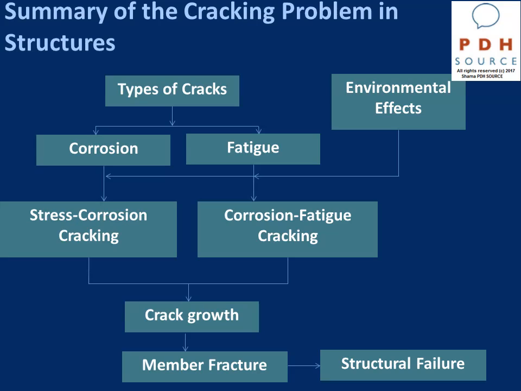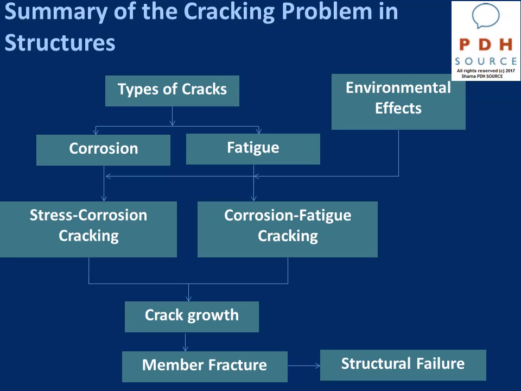Let me start first with a summary of the cracking problem in structures. Cracks can be due to corrosion or fatigue. Corrosion is the gradual destruction of materials by chemical or electrochemical reactions with their environment. Fatigue cracks are basically small flaws existing in metal due to imperfections in fabrication. They grow under cyclic loading such as wind and live loads.